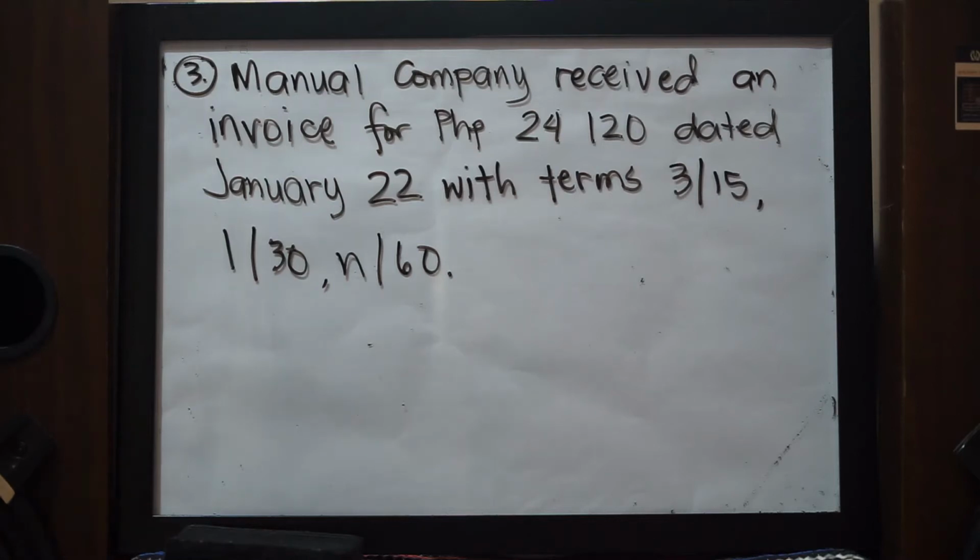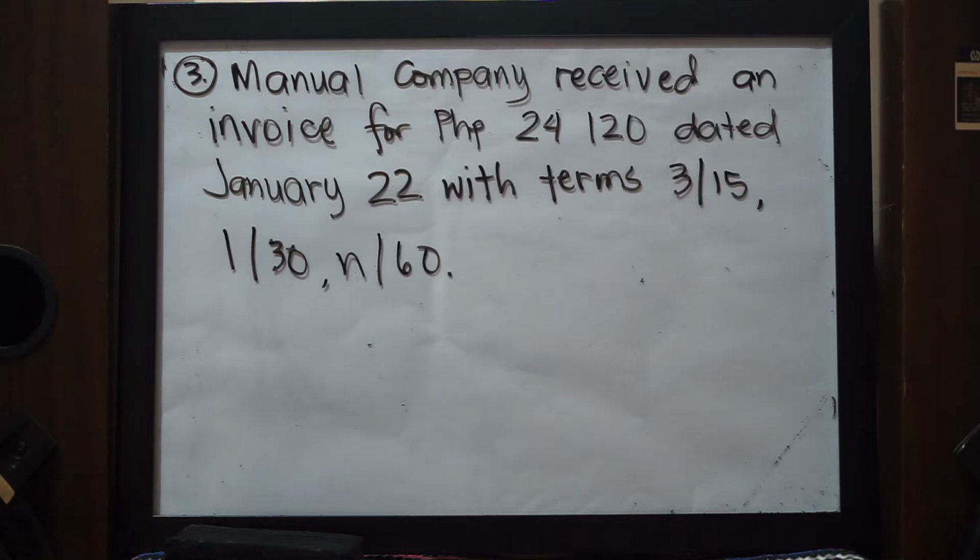So let's now proceed with the third problem. Manual company receives an invoice for 24,120 dated January 22 with terms 3/15, 1/30, and 60. Then the first question is, if the invoice is paid on January 31, how much is to be paid? Letter B, if the invoice is paid on February 20, how much is to be paid? And for letter C, if the invoice is paid on March 22, how much is to be paid?